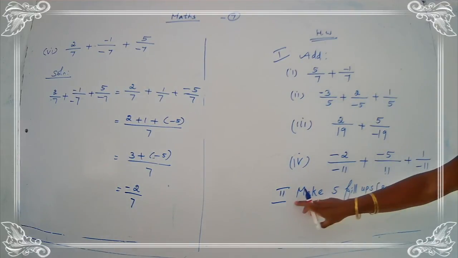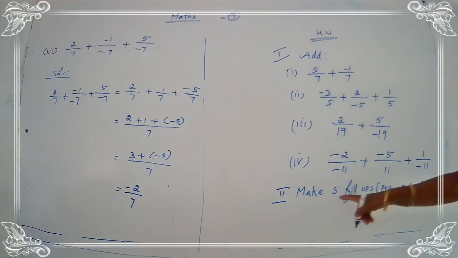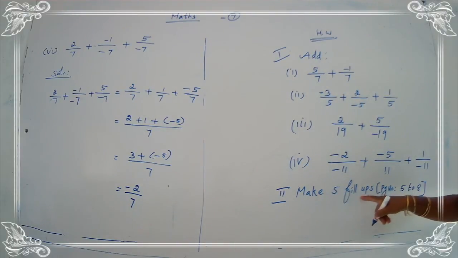Yes. Now the second one: make 5 fill-ups, page number 5 to 8, okay? Take your book and see page 5 to 8. How many fill-ups do you want to make? 5. Make 5 fill-ups, page number 5 to 8, okay? These two homeworks only. So do it yourself, okay children?